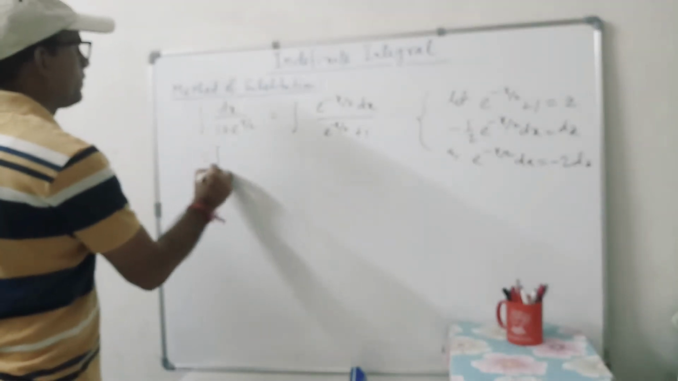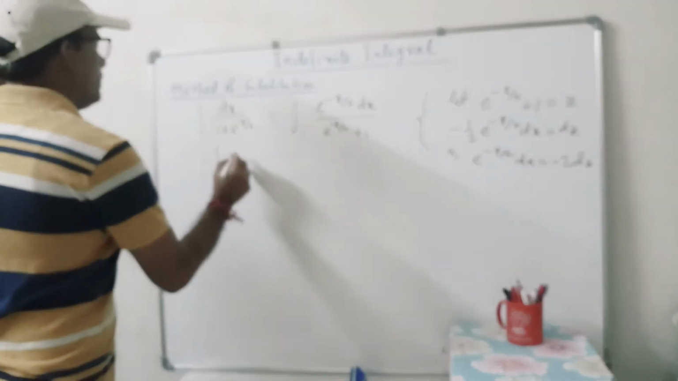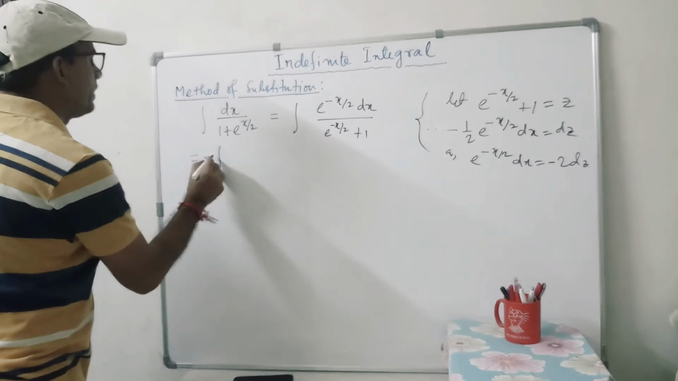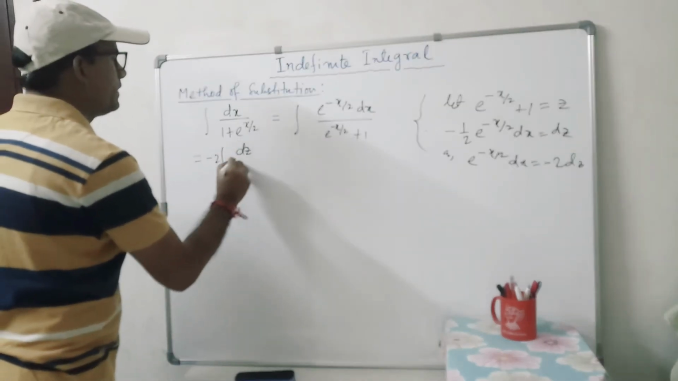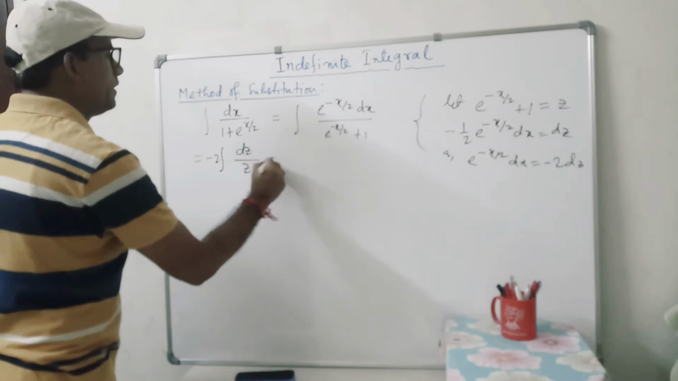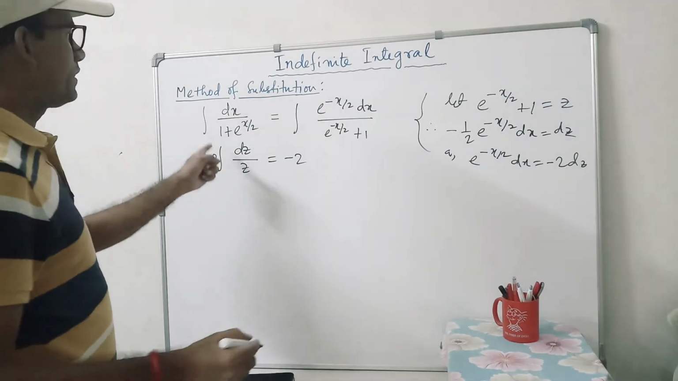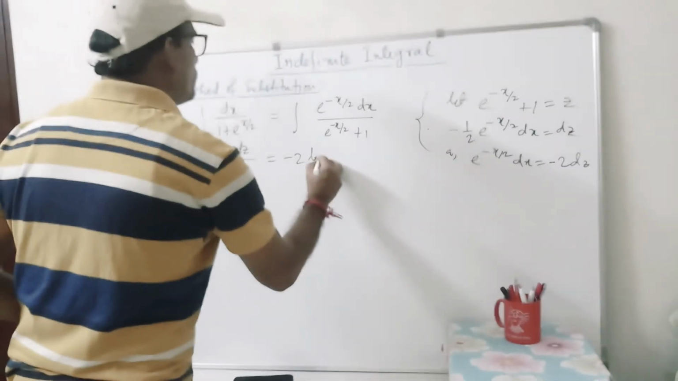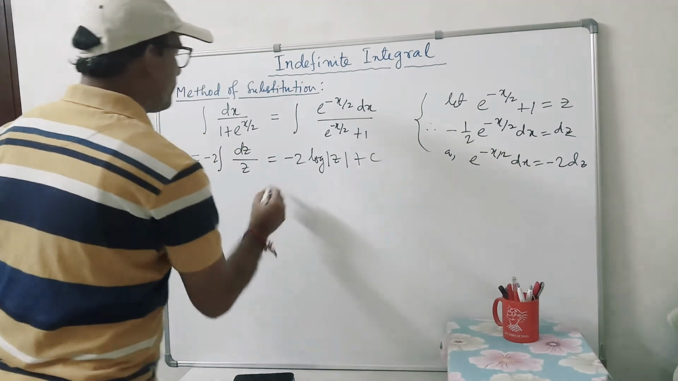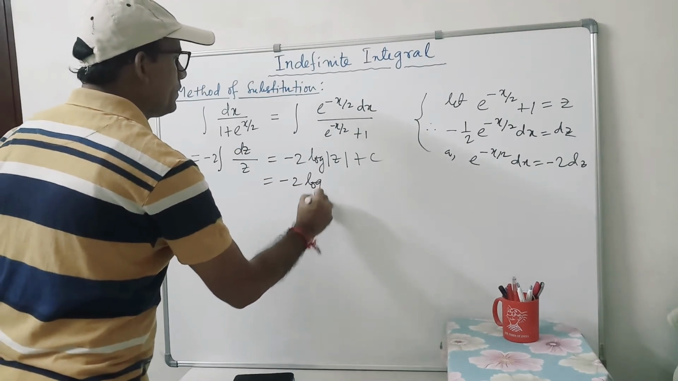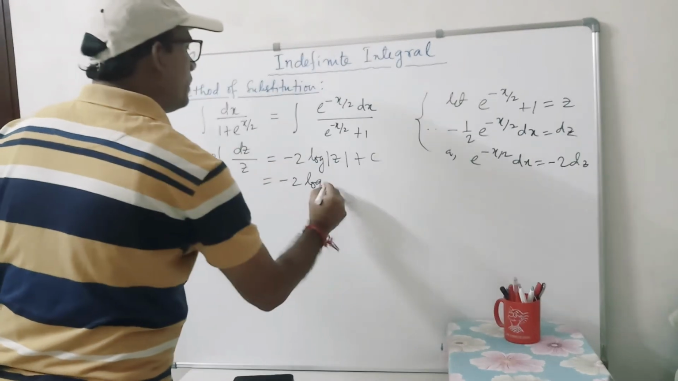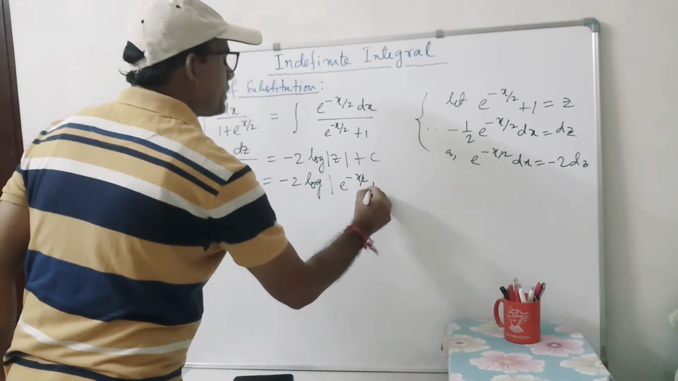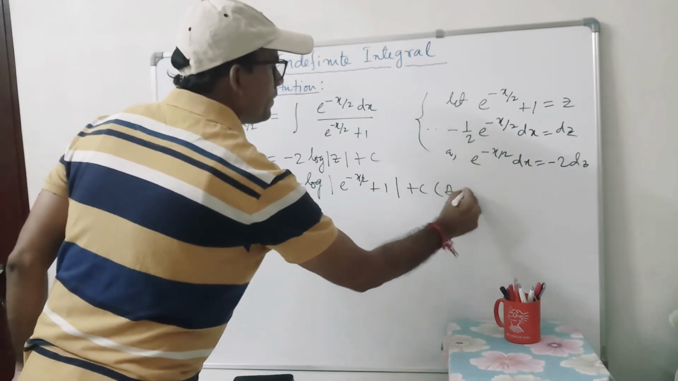So just put these things. Minus 2, we can take minus 2 out of the integral. Minus 2 dz by z. And we know very well integration dz by z is log mod z. Minus 2 log mod z plus c equals, just put the value of z, we took e to the power minus x by 2 plus 1. So this is the answer.